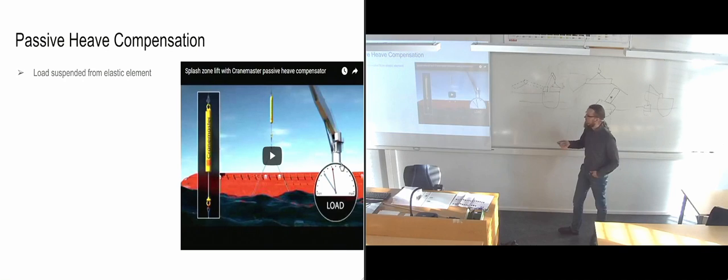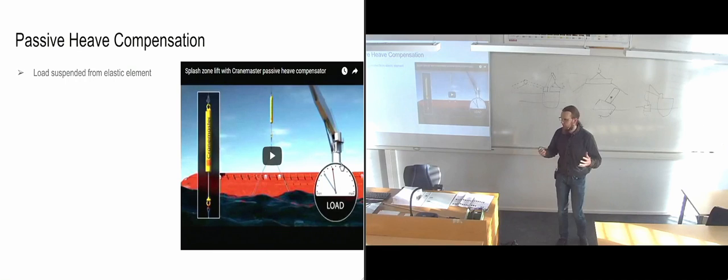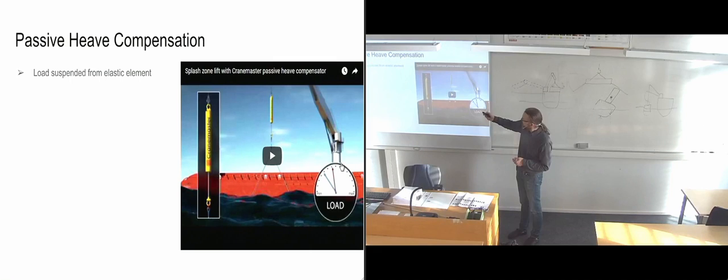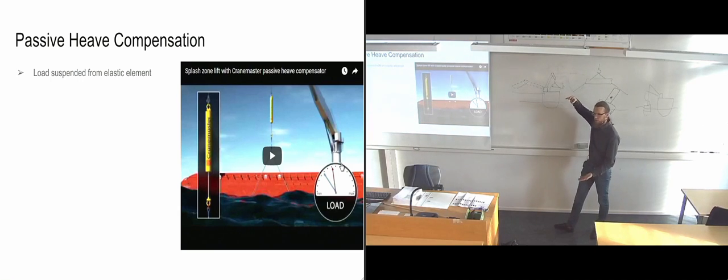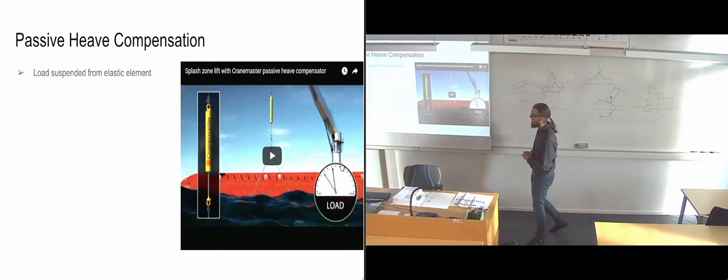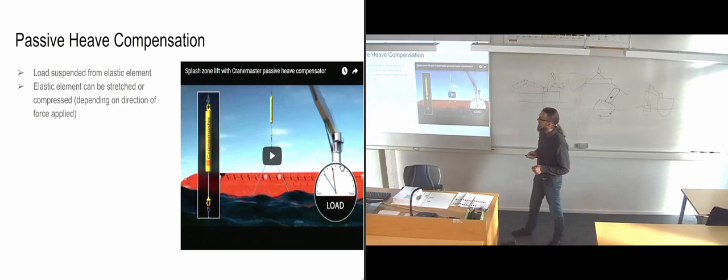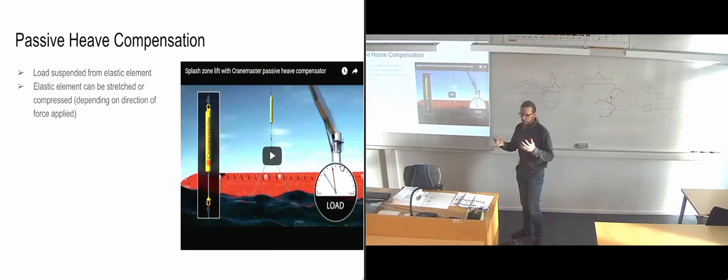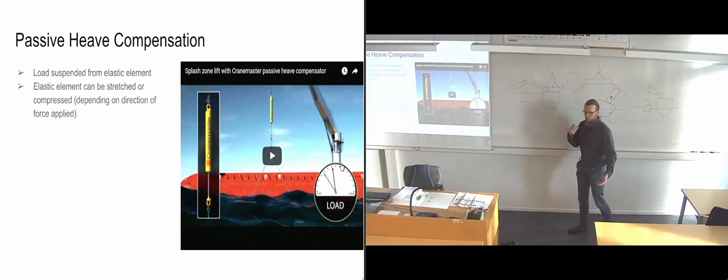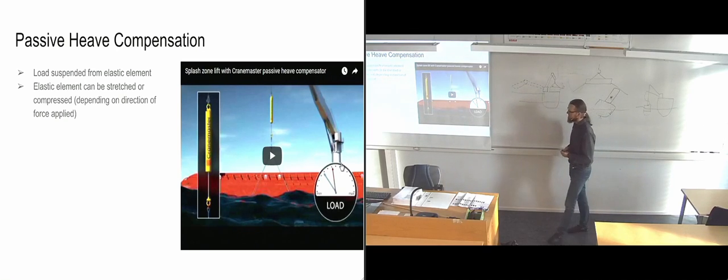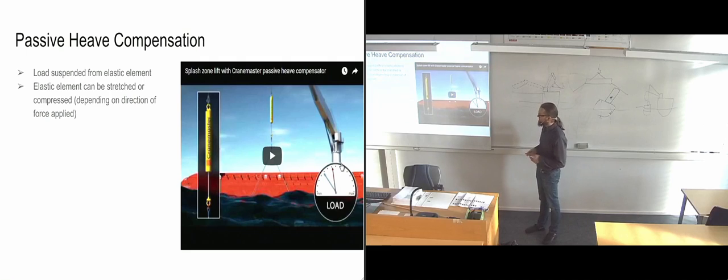If it's a passive heave compensation, it means that we have some sort of elastic element connected to our lifts. So usually it is connected between the crane hook and whatever it is that you're connecting. So it's going to affect the total height that you need below your crane hook. And it can usually be an elastic element. It's some sort of hydraulic cylinder, which is connected to an accumulator when it's in work.